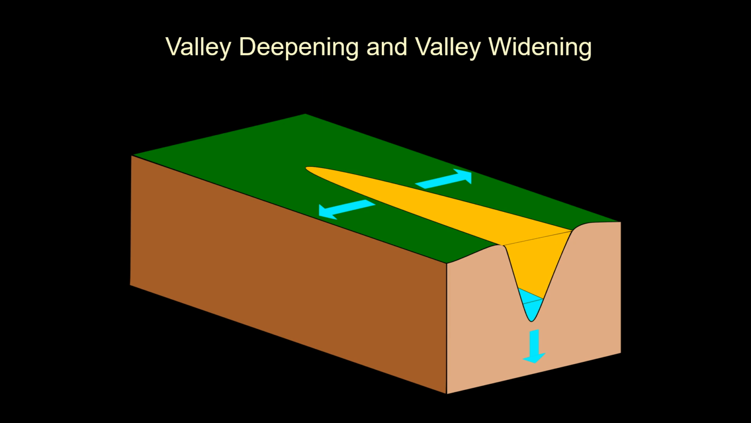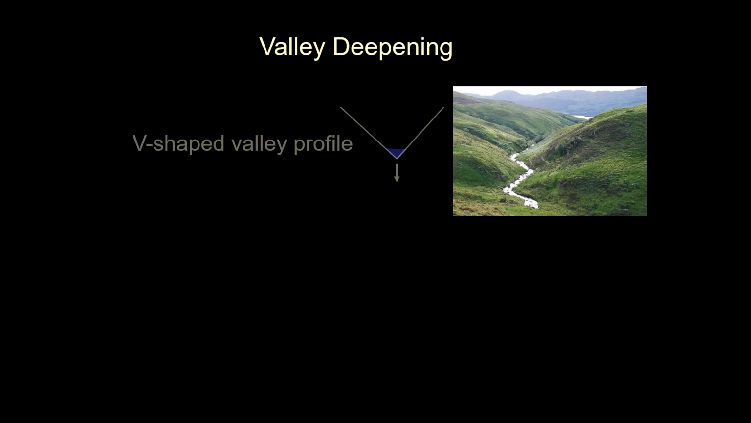Okay, a little bit about valley deepening and valley widening. So valleys over time can get deeper and wider, and we'll start with valley deepening. The characteristic way that rivers cut down is in V-shaped valleys. Most of the erosive effectiveness is right there at the bottom of the valley. So you see some erosion and mass wasting that happens along the sides of the valley, but really the focus of erosion is right there where the stream is.